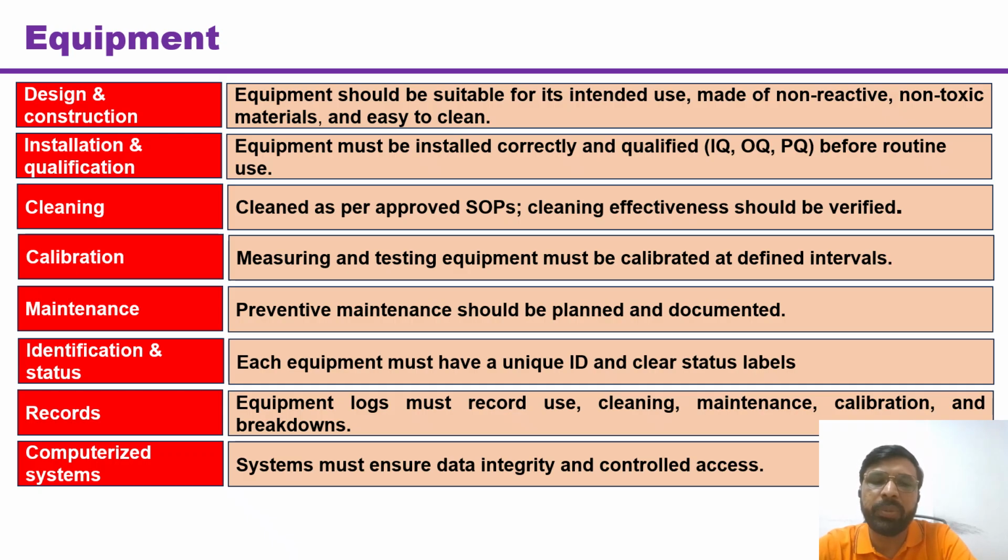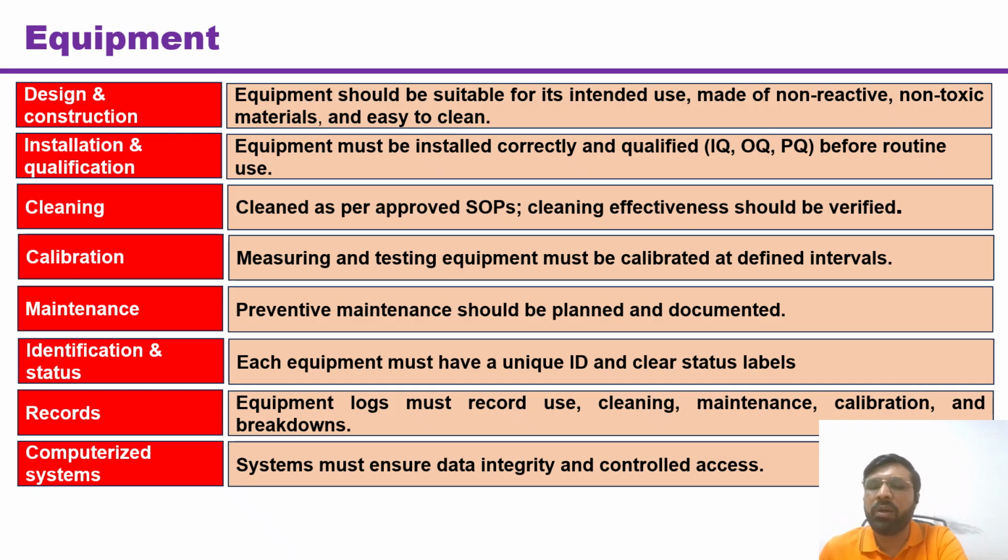Next one is installation and qualification. Equipment must be installed correctly and qualified, IQ, OQ, PQ, before routine use. When we complete the IQ, OQ, PQ, we get assurance that our equipment is working as per the predefined parameters. Cleaning as per approved SOPs. Cleaning effectiveness should be verified. It is called cleaning validation. Calibration. Measuring and testing equipment must be calibrated at defined intervals. Means on a yearly basis we have to calibrate all the gauges, measuring scales, timers and sensors. Maintenance. Preventive maintenance should be planned and documented.